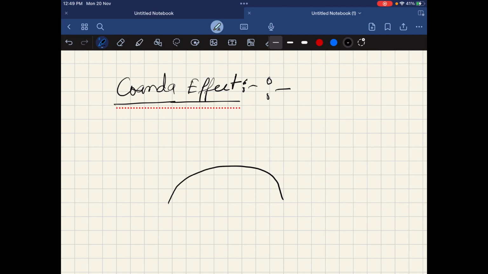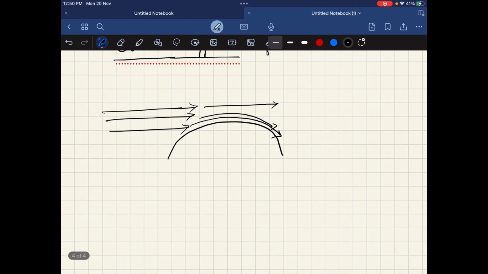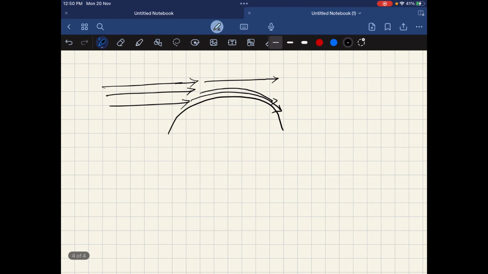So what it does is, if the fluid is flowing in a straight line, it leaves its own track and follows the surface of the convexity, and the flow goes in the other direction, which is almost tangential to the surface at every point, leading to diversion of the fluid. It's called the Coanda effect.